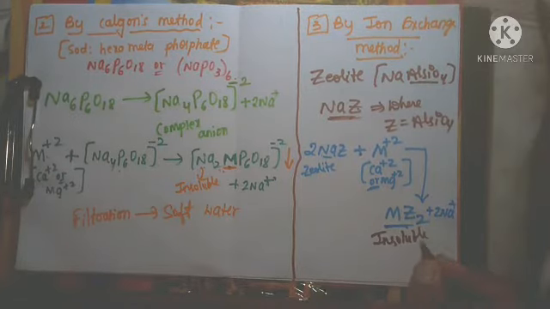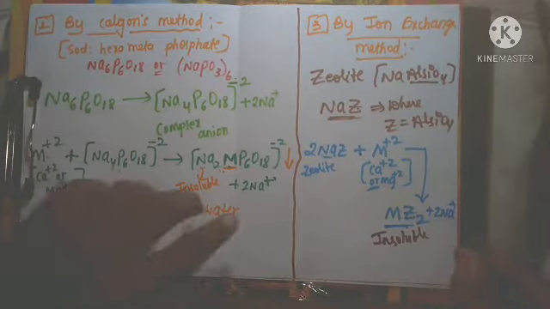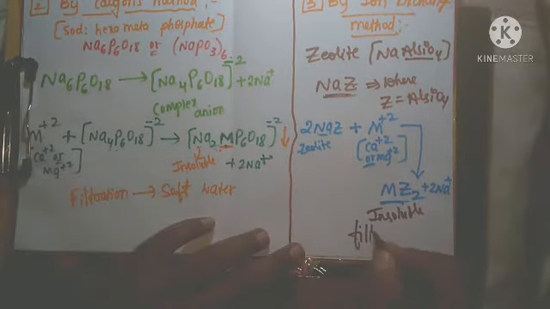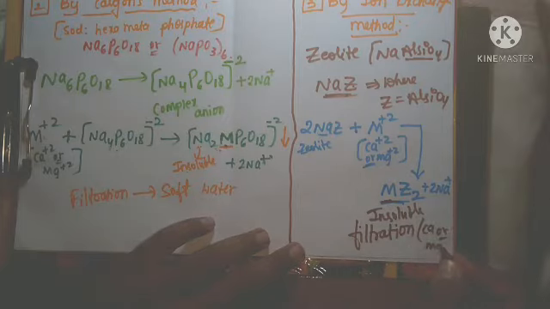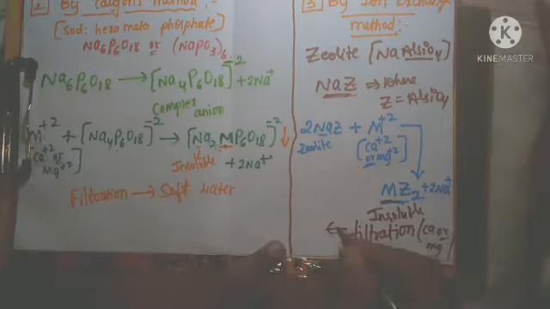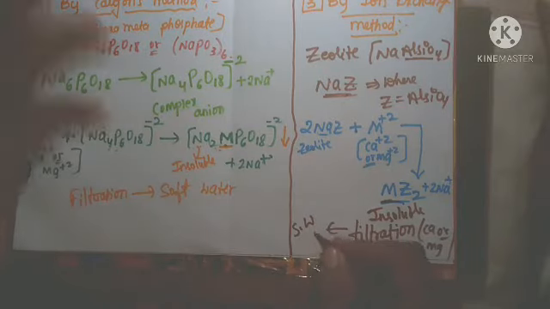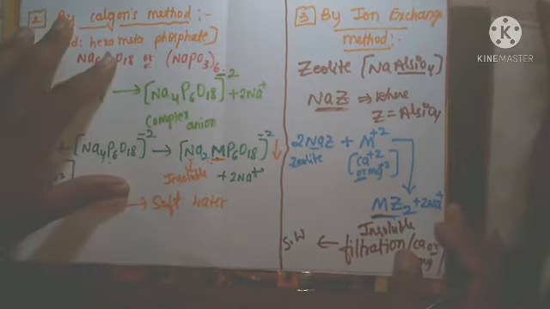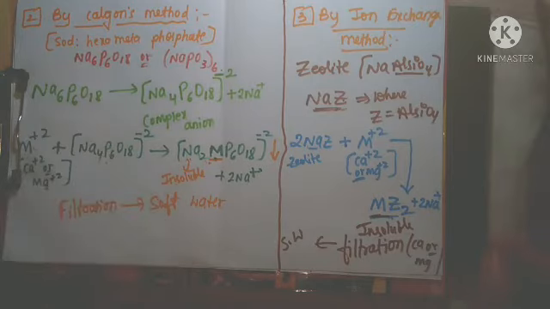Insoluble in water, right? Insoluble means what happens after filtration? After filtration, you have removed the M. M means Ca or Mg is removed. Ca or Mg is removed means you got what? Soft water. This method is called as what? Ion exchange method. In the examination, you have to write only reactions.